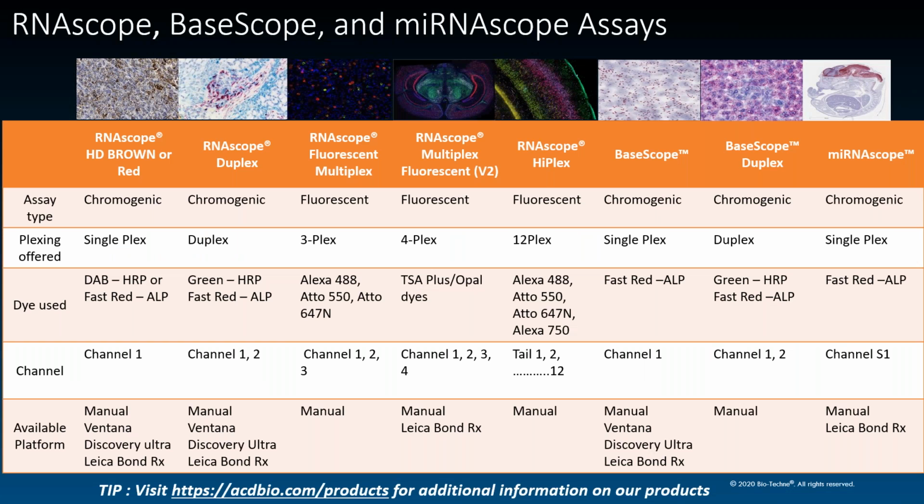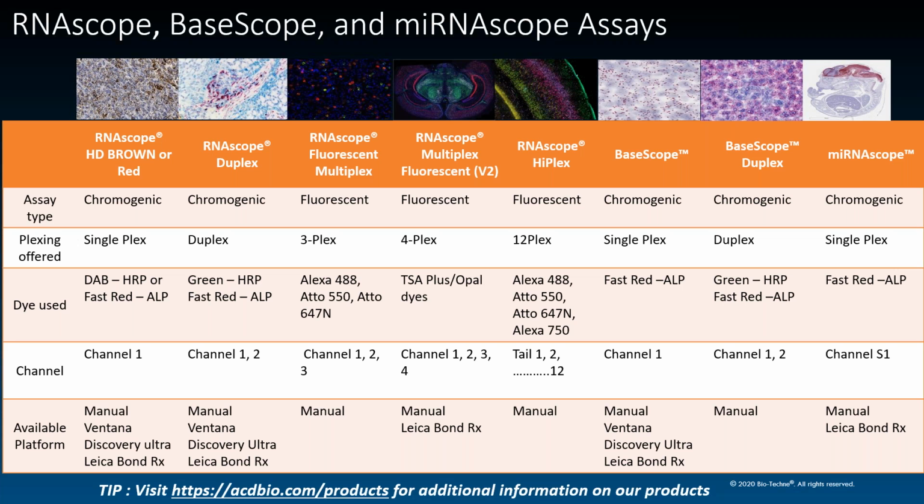Now this slide summarizes all the assays that are currently available from ACD. We have chromogenic singleplex brown or red assays and duplex assays on both the manual and automated platforms. The multiplex fluorescent assays allow for the detection of up to 4 targets simultaneously in a single tissue section.